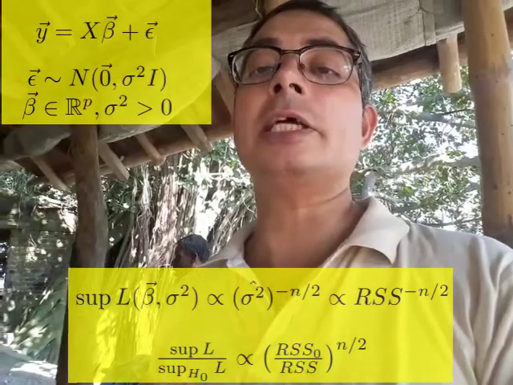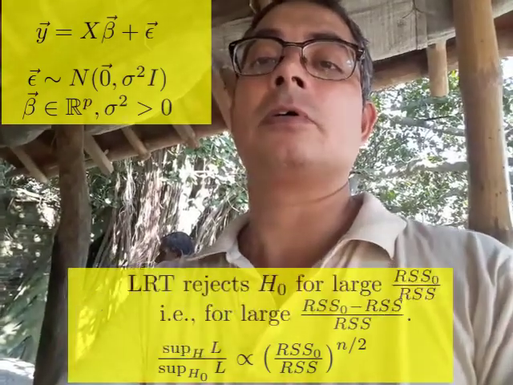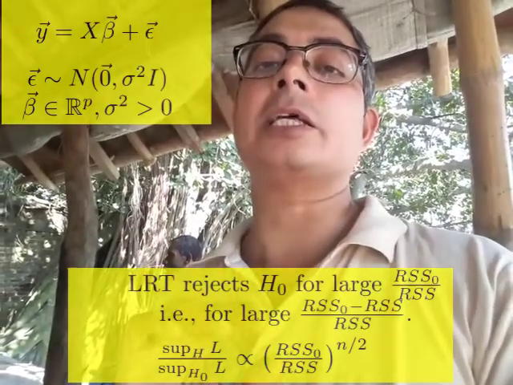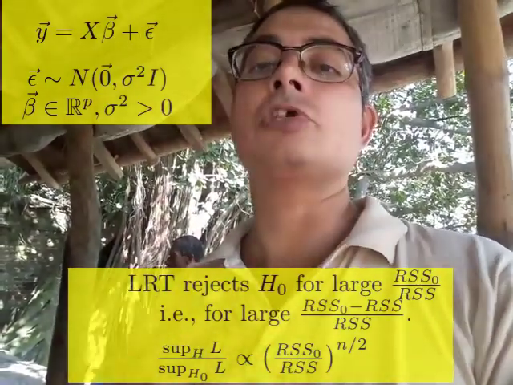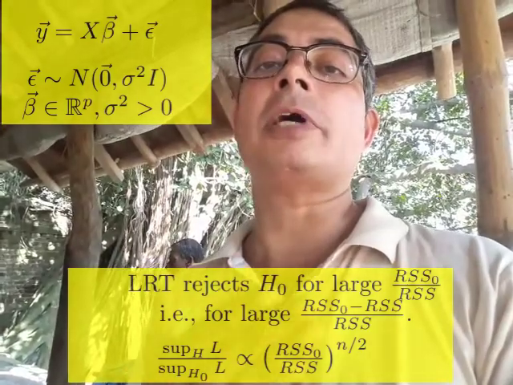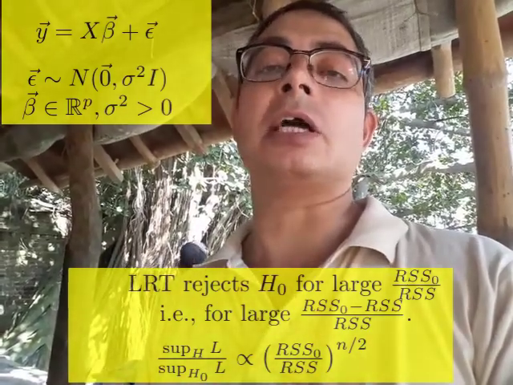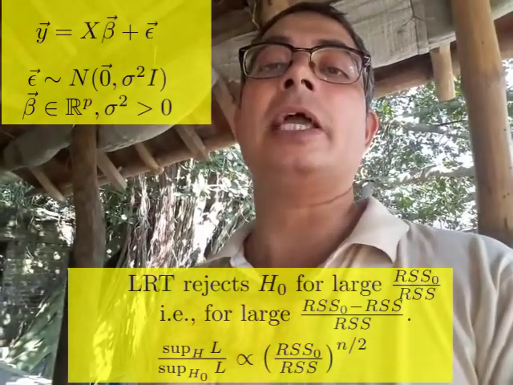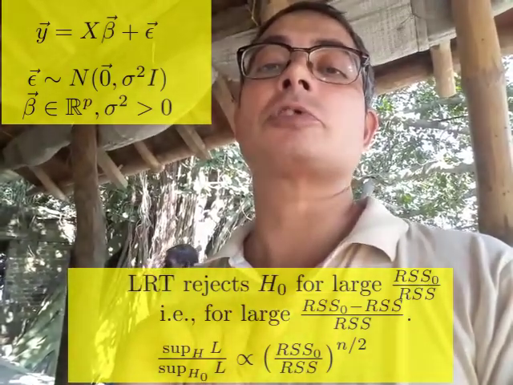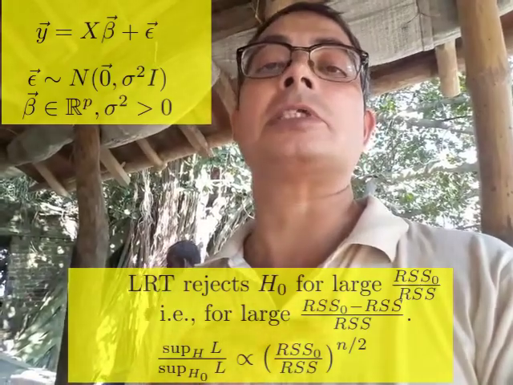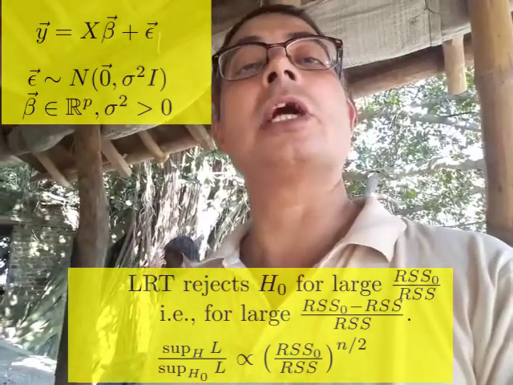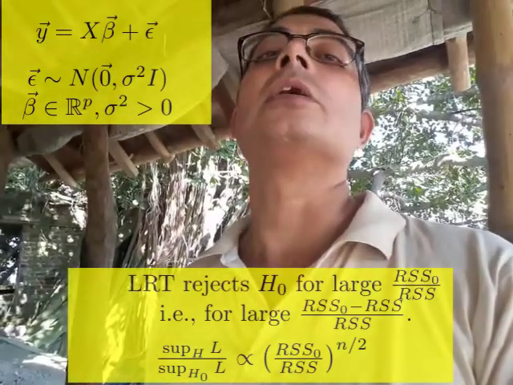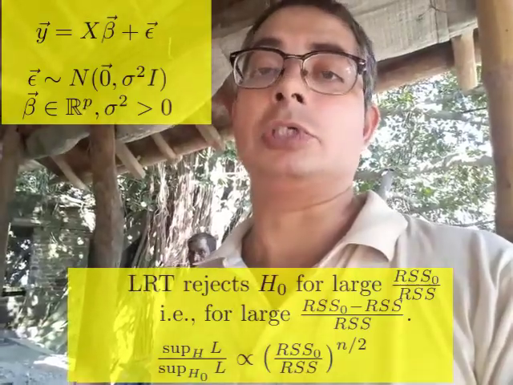So likelihood ratio test will reject if this quantity, this RSS naught by RSS is large, which equivalently means RSS naught minus RSS divided by RSS is large. You just subtract 1 from it, and this is our familiar intuitive form, the extra residual sum of square divided by the acceptable residual sum of square. So this little argument shows that LRT is indeed the same test as our intuitive test.